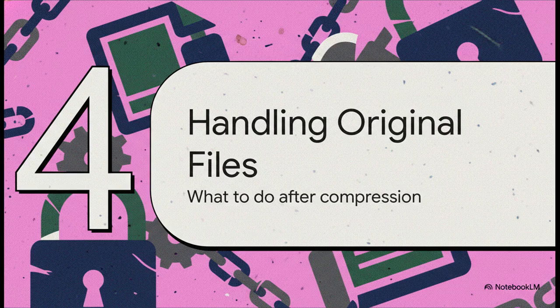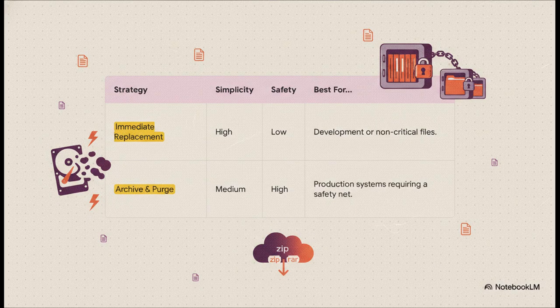Awesome, so we've created this beautifully optimized, smaller file. But that brings up a really important question. What on earth do we do with that big, clunky, original file? You've basically got 2 main strategies here. The first is immediate replacement. It's simple, you just delete the original. It's fast, but it's also kind of risky. For any serious production application, the archive and purge strategy is definitely the way to go. It gives you a much-needed safety net.